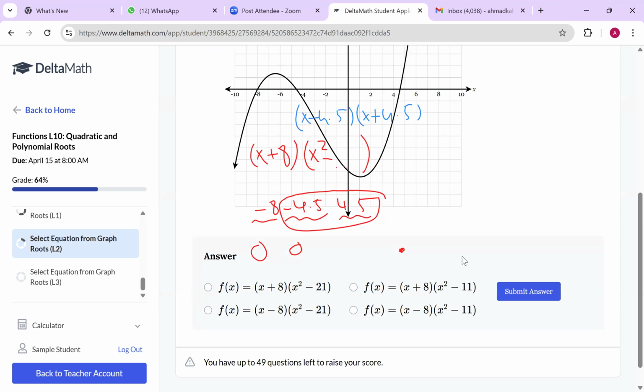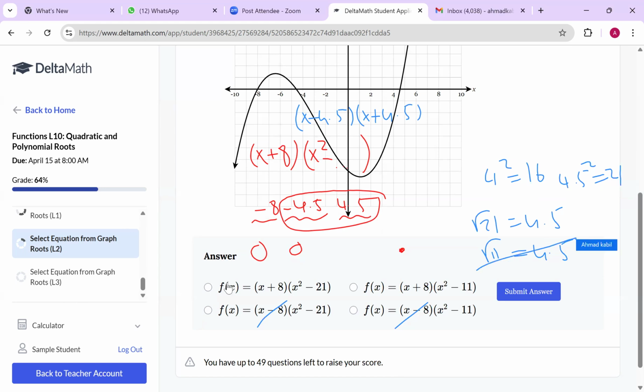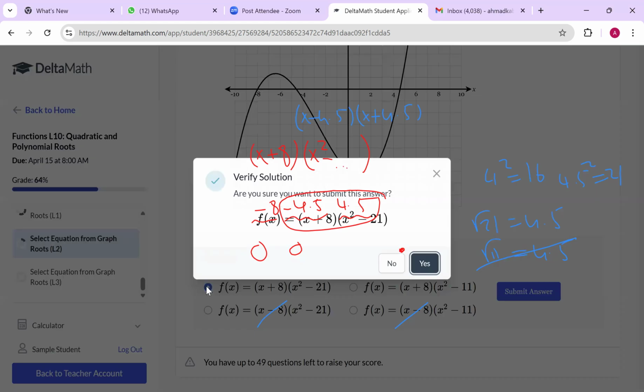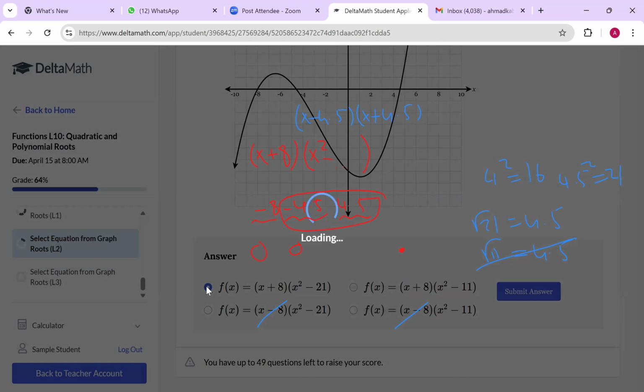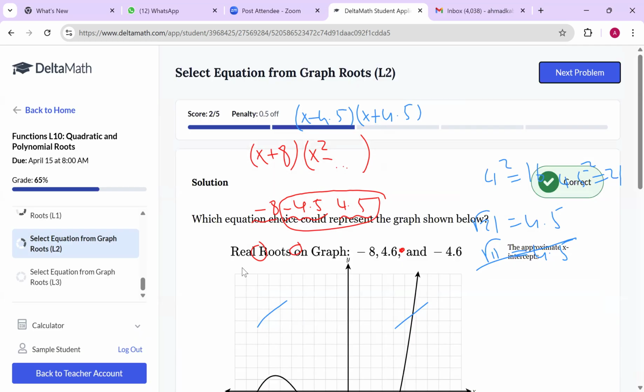So first of all, we have x plus 8. So we're going to ignore the x minus 8. And is it x squared minus 21 or is it x squared minus 11? So we said that this is 4.5. So root of 21 is 4.5 or root of 11. Of course, you should know that 4 power 2 is 16. So 4.5 power 2 is likely to give 21, but impossible to give 11. So obviously the answer here has to be 21. Let's take another question.